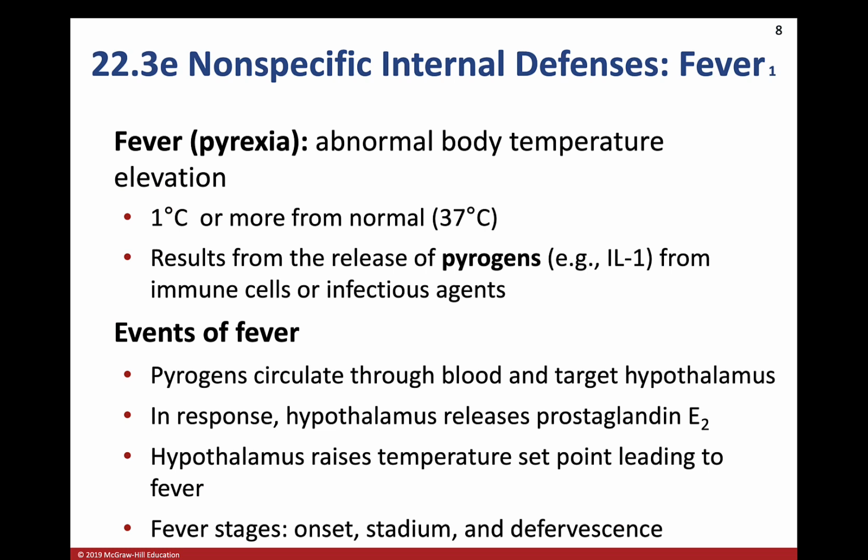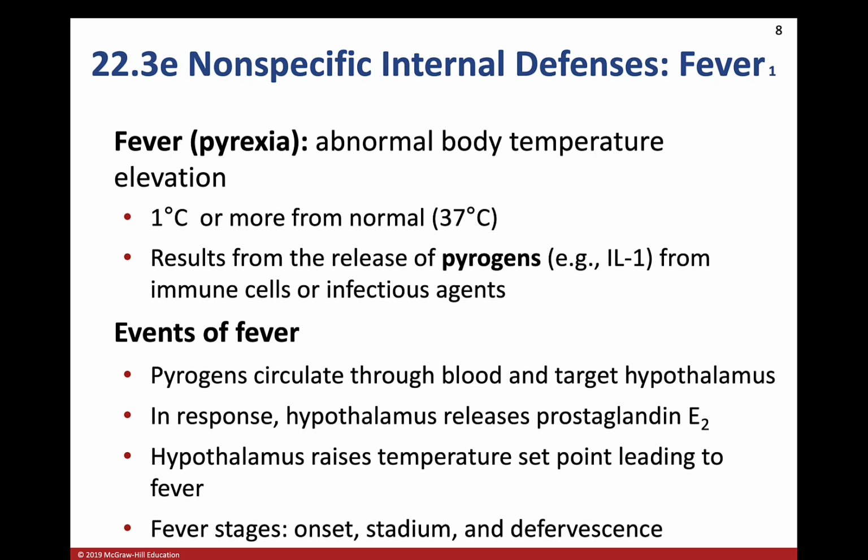Now, the last nonspecific internal defense mechanism that we are going to address is the fever. Fever, known as pyrexia, is an abnormal increase in body temperature. Typically, we consider a fever to be 1 degree Celsius or more from normal, and remember, normal is 37 degrees centigrade. Now, this is actually caused from the release of substances called pyrogens. So these are a type of interleukin, and they are coming from immune cells or infectious cells.